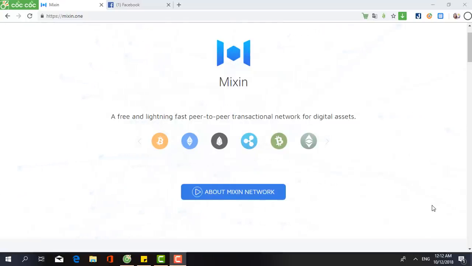In the series of reviews about Bitcoin platforms, today I am talking about the Mixin Network. Mixin is an ecosystem, a network. You will use a coin called Zen coin. Now I will talk about some basic information of Mixin Network. Mixin Network is a free and lightning fast peer-to-peer transactional network for digital assets. Here are some channels of it.